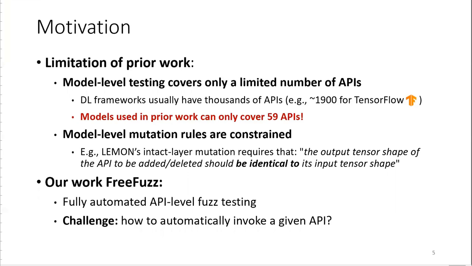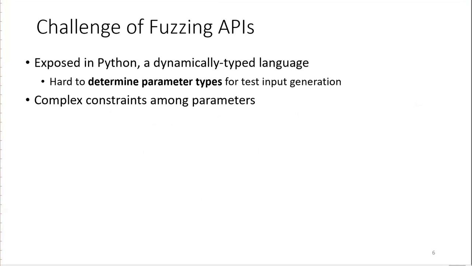In this work, we present FreeFuzz, a fully automated API-level fuzz testing framework. One challenge here is how FreeFuzz can automatically invoke a given API. The challenge exists because the APIs in DL frameworks are mainly exposed in Python, a dynamically typed language. Therefore, it is hard to determine the parameter types for test input generation. Moreover, there may also be complex constraints among parameters.